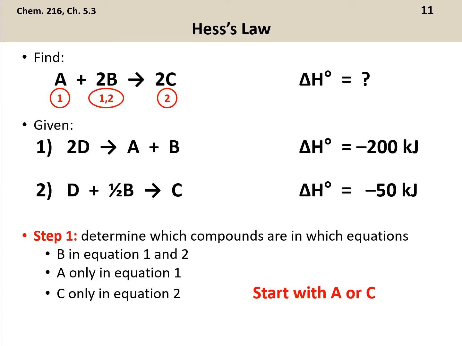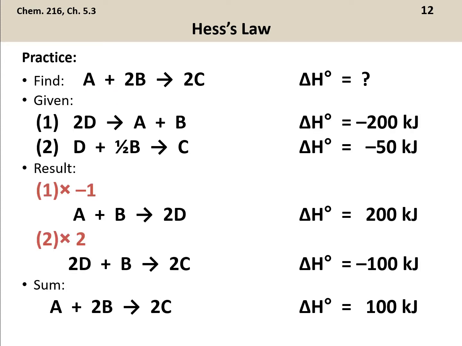Okay, let's go ahead and look this over. The first step always is determine which compounds are in which equations. So for instance, B, we said, was in both equations, whereas A was only in one and C was only in two. So that let me know, hey, I'm going to try to start with A or C. In the problem I did, I started with trying to do A, but I could have started with equation 2 to get C in the right place. And then I did that.